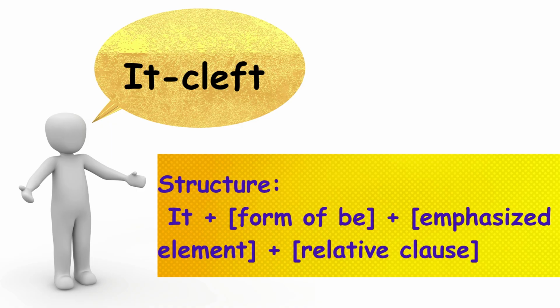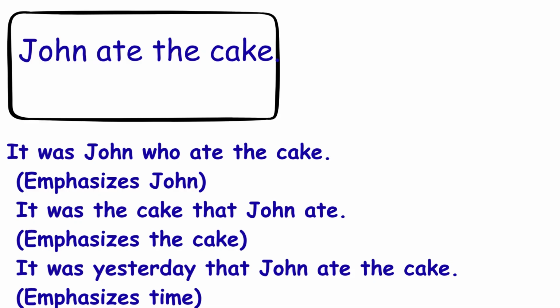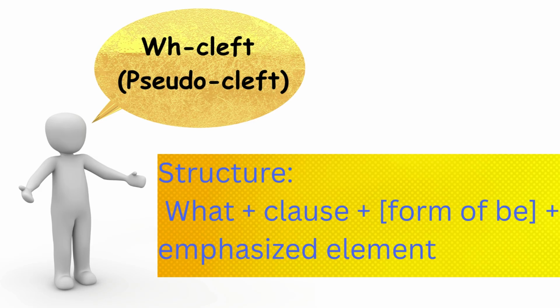1. It-cleft. Structure: It plus a form of be plus emphasized element plus relative clause. It was John who ate the cake. Emphasizes John. It was the cake that John ate. Emphasizes the cake. It was yesterday that John ate the cake. Emphasizes time.